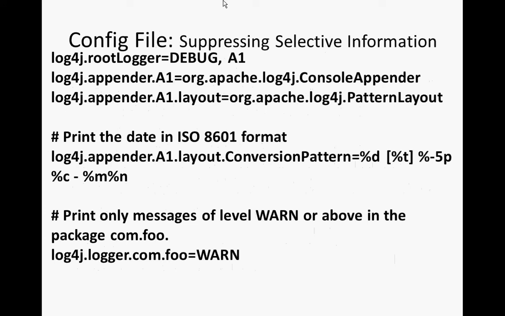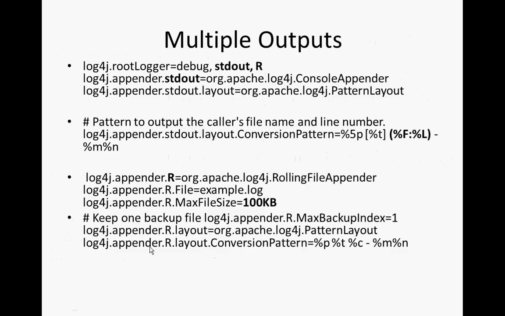For example, print only messages of level warn or above for certain modules of the program and not for others. So you can have the reporting detail be module specific within your program, which is useful. You can also have it going to multiple outputs at once. So for example, here it's going to a file appender as well as a console appender.